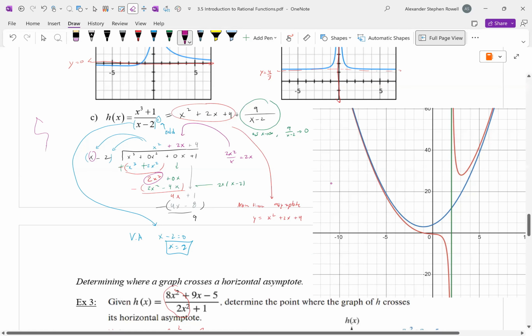Okay, it's working again. So this one, part C. Remember, if the numerator has degree twice the degree of the denominator, it's a parabolic asymptote.